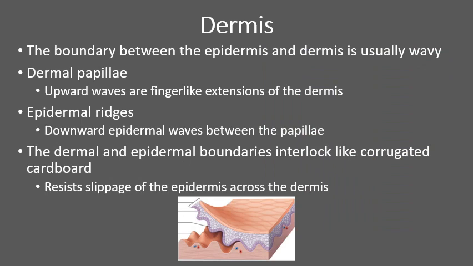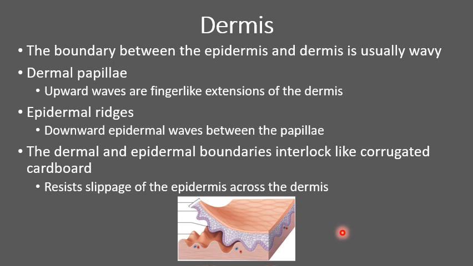The boundary between the epidermis and the dermis is usually wavy. The dermal papilla are upward waves of finger-like extensions of the dermis. So here at the bottom, you can see the dermal papilla. But then you have epidermal ridges, so downward epidermal waves between the papilla. So here you can see your epidermal waves. So here's your dermis and here's your epidermis, and they connect through this wave-like structure.